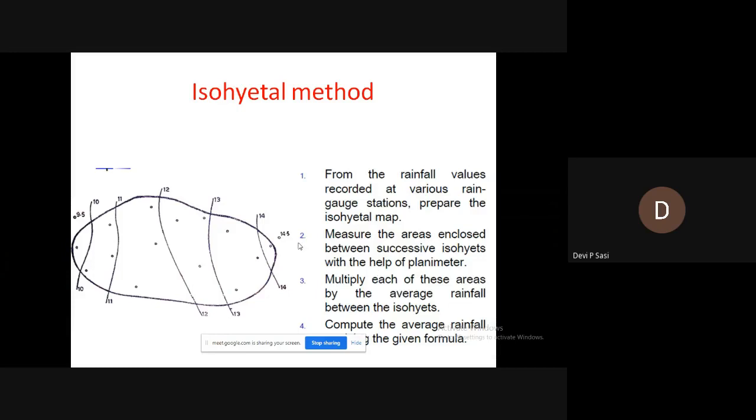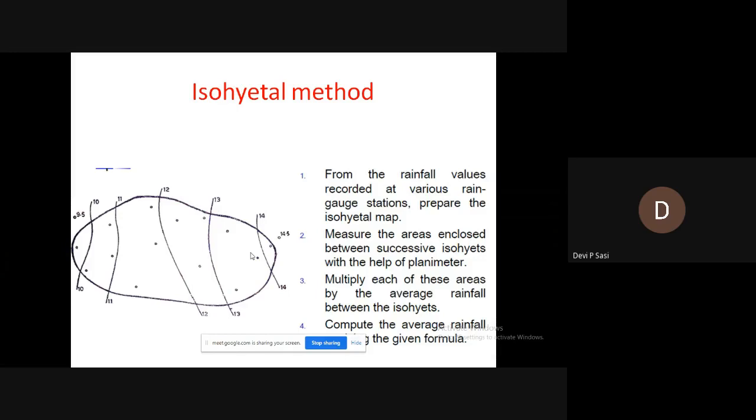A planimeter is a device used to measure area. If you are considering isohyets 12 and 13, which are successive isohyets, you have to measure the area enclosed between 12 and 13. Similarly, if you are considering the successive isohyets 13 and 14, you have to consider the area enclosed between 13 and 14. That is the second step. The first step is to prepare the isohyetal map. The second step is to calculate the area enclosed between successive isohyets.